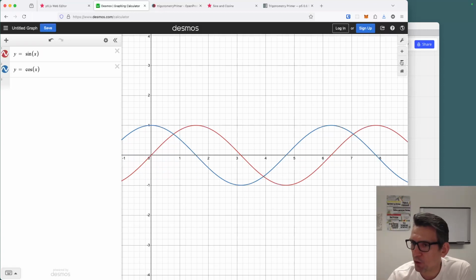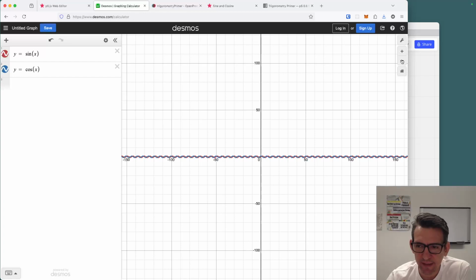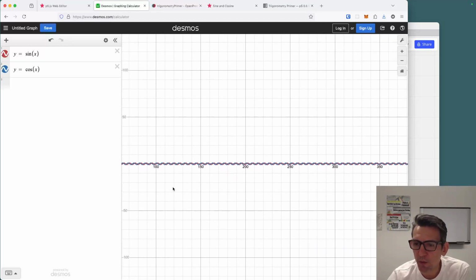And if you just zoom out and see, it will go on forever like this. It doesn't matter if we're probing it at 50 or at 100 or at 1,000. It will always keep going in the same up and down, up and down, up and down. Okay, so that's oscillation for you.